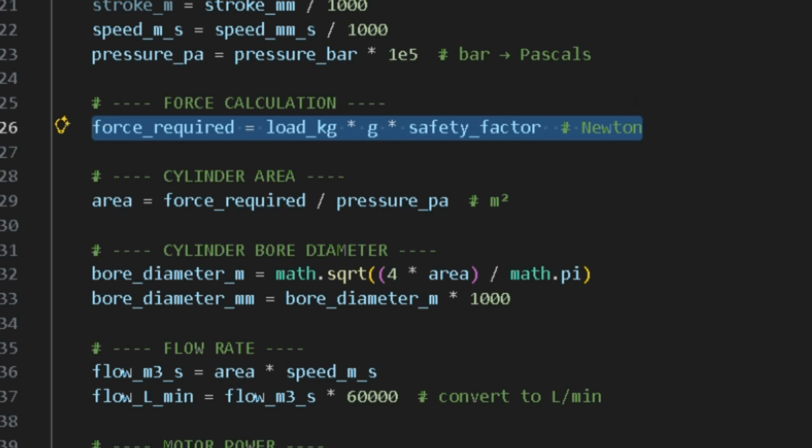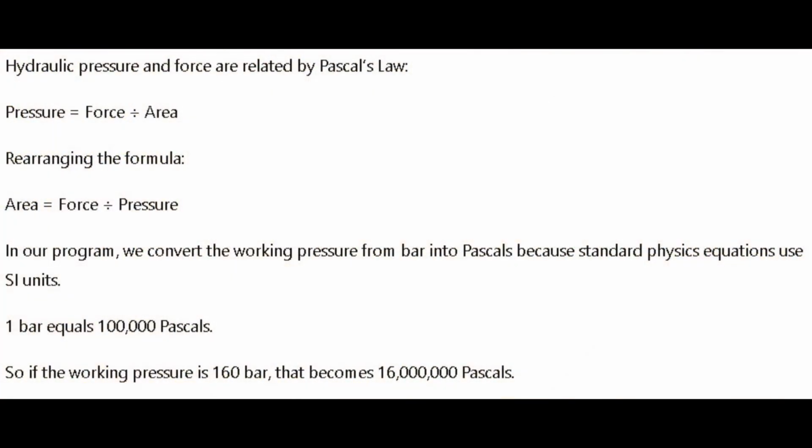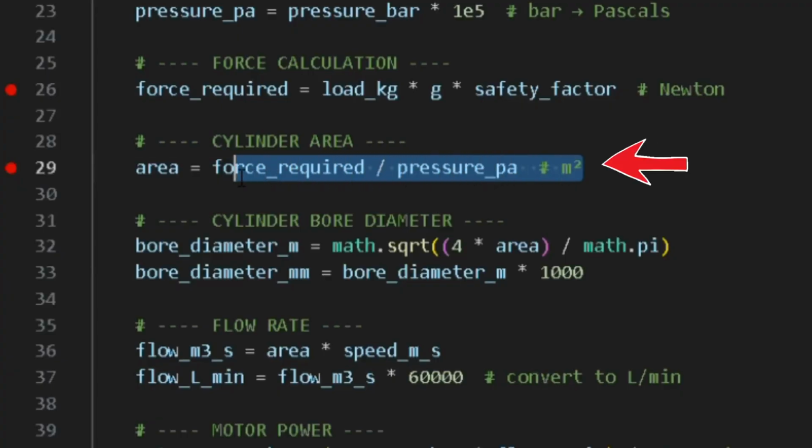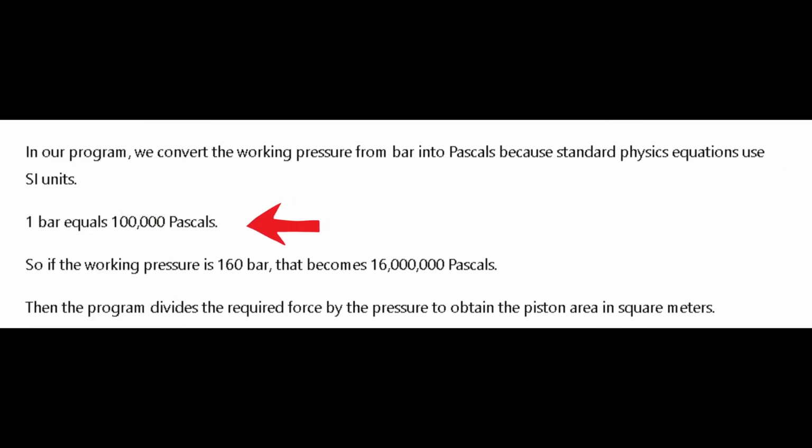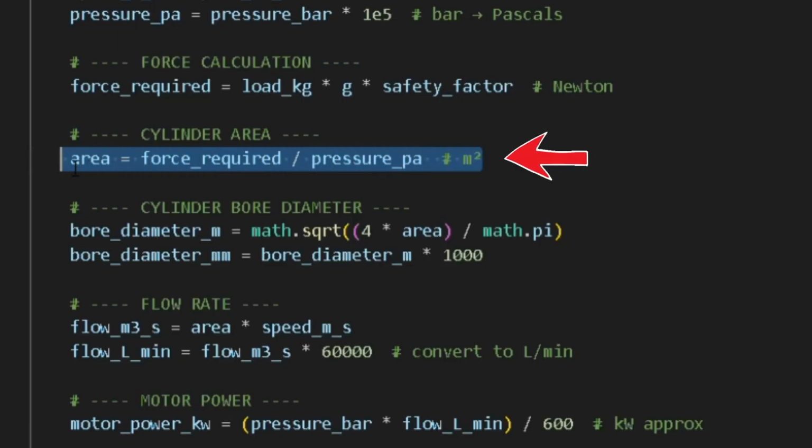Cylinder area calculation. Once we know the required force, we can calculate the necessary piston area. Hydraulic pressure and force are related by Pascal's law. Pressure equals force divided by area. Rearranging the formula, area equals force divided by pressure. In our program, we convert the working pressure from bar into pascals because standard physics equations use SI units. 1 bar equals 100,000 pascals. So if the working pressure is 160 bar, that becomes 16 million pascals. Then the program divides the required force by the pressure to obtain the piston area in square meters.